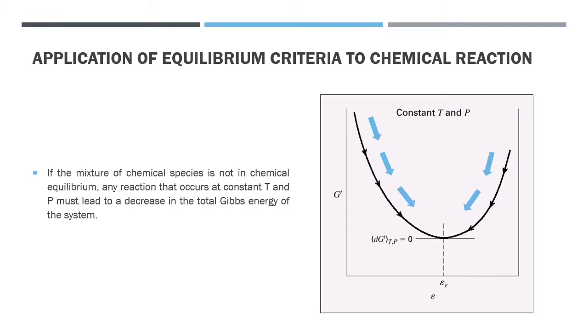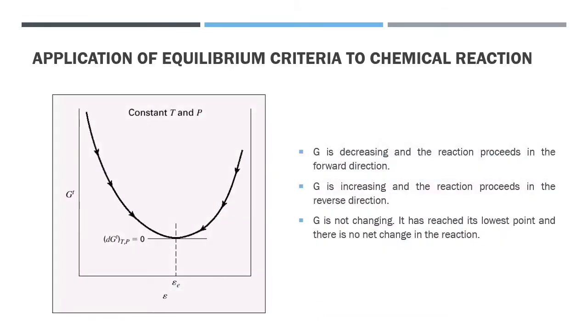Thus, if the mixture of chemical species is not in chemical equilibrium, any reaction that occurs at constant temperature and pressure must lead to a decrease in the total Gibbs energy of the system. This can be seen in the schematic diagram of Gt versus epsilon, which characterize the total Gibbs energy and the progress of the reaction respectively. The arrows along the curve indicate the direction of changes in total Gibbs energy at constant temperature and pressure that are possible on account of reaction. The reaction has its equilibrium value, epsilon E, at the minimum of the curve.